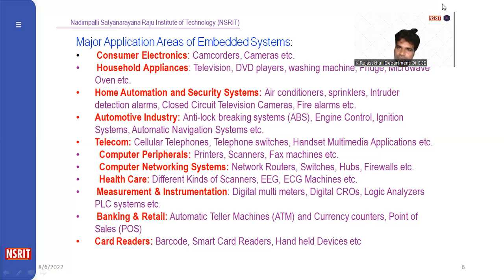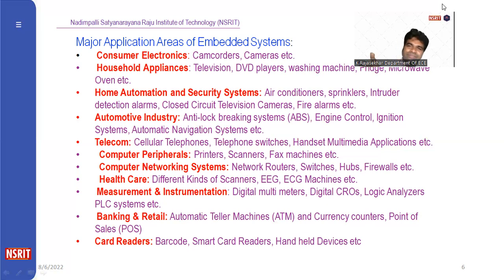Automotive industry: anti-lock braking system, engine control. In the automotive industry, we have so many applications. Depending upon the application, the car cost will increase. In telecom, we use cellular telephones, telephone switches, handset multimedia applications, computer peripherals like printer, scanner, fax machines, computer networking systems, network routers, switches, hubs, firewalls. In healthcare we have ECGs, EEGs. Next, in measurement and instrumentation, we use digital multimeters, digital CROs. In banking, ATMs, currency counters, card readers.